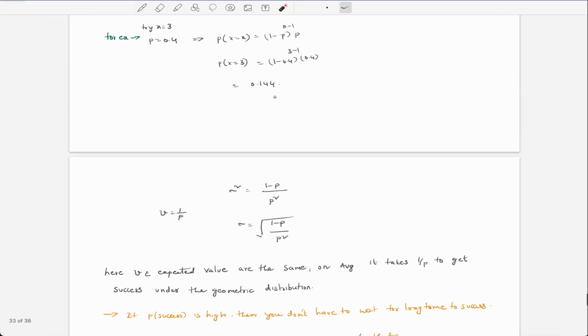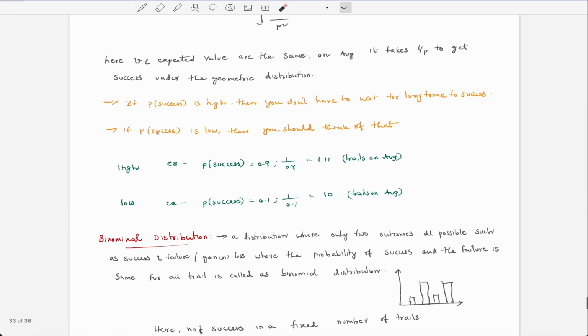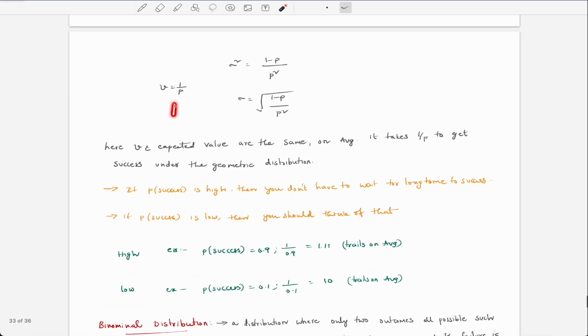The variance sigma squared is (1 minus p) by p squared, and the mean mu is 1 by p, where the mean and the expected value are the same. On average it takes 1 by p trials to get a success under the geometric distribution. I hope you understand this. If the probability of success is high, you don't have to wait a long time for a success.